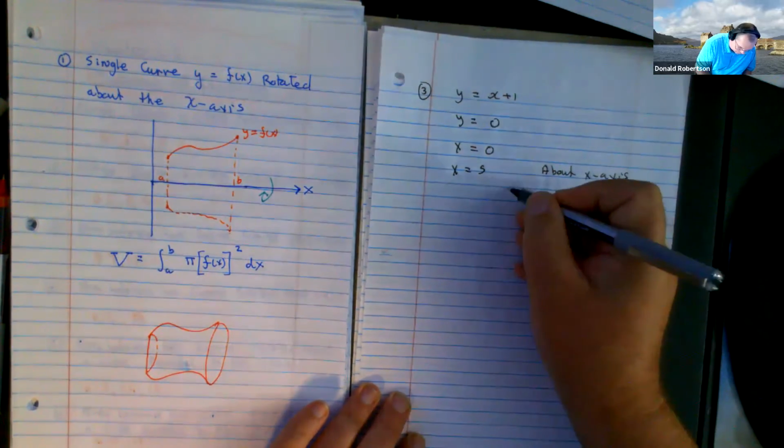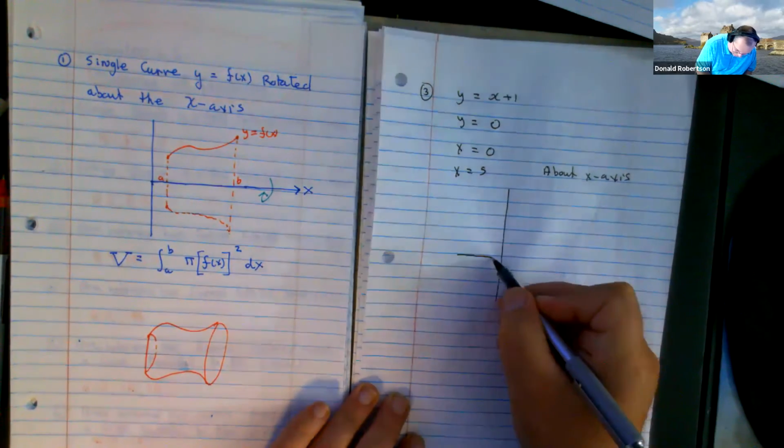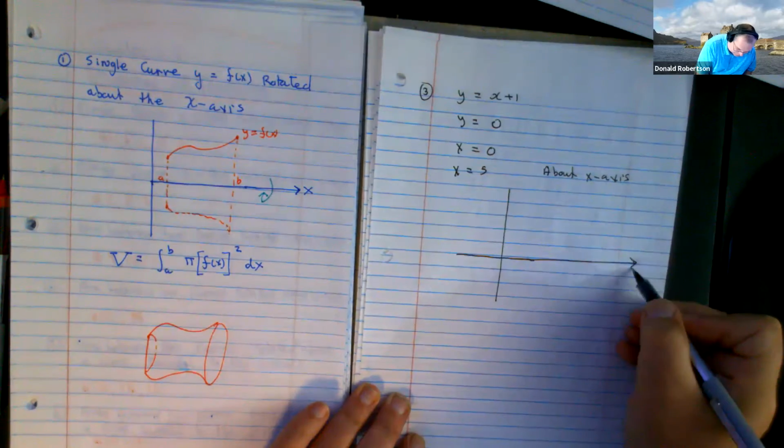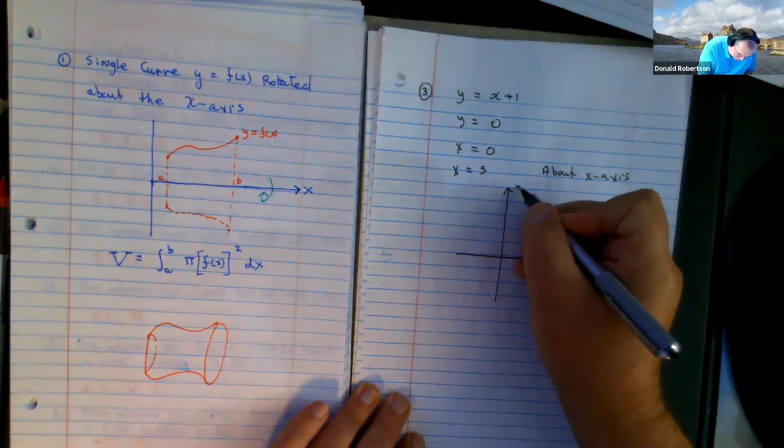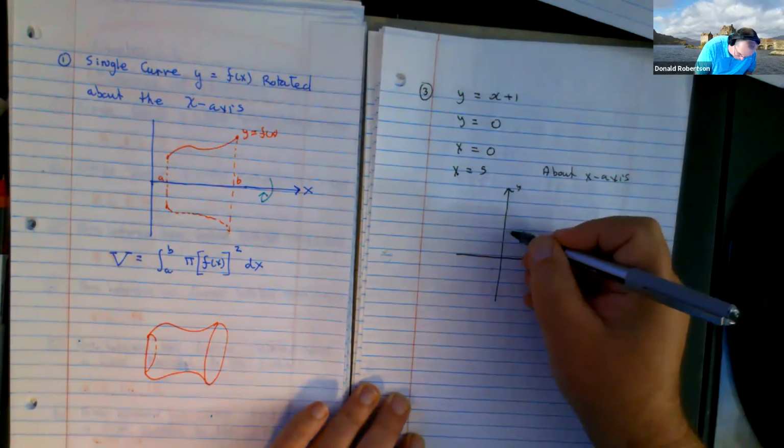Again, I would, well, maybe I don't need Desmos, but pretend I did. I would do it in Desmos. And y equals x plus 1 essentially looks like that line.